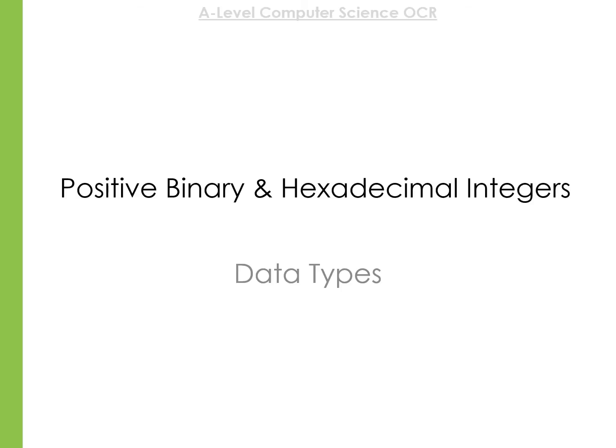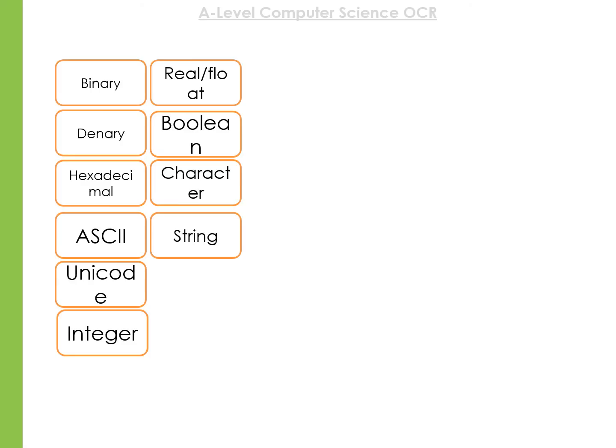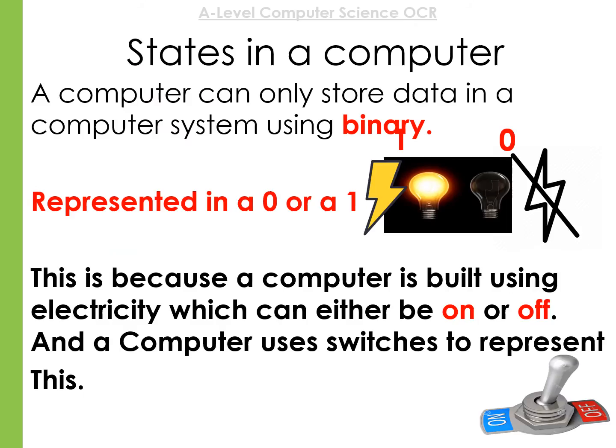In today's lesson, we're going to be looking at positive binary and hexadecimal integers, and how a computer would represent data. It's important to recognise there are actually only two states that a computer can be in. Everything is an on or an off, which is represented by a 0 or 1. When a computer is built using electricity, this is the case.